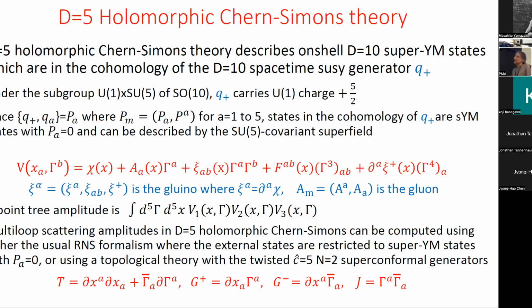So it turns out you can either use the usual RNS formalism, where you restrict the external states to be super Yang-Mills states, depending on only 5 of the 10 X's, or you can compute using the topological framework. So how are these related? I'm not mentioning references in this talk, but this was first studied by people, at least from my knowledge, like Nekrasov and Beaulieu, and of course, Kevin Costello has written recent papers on it.